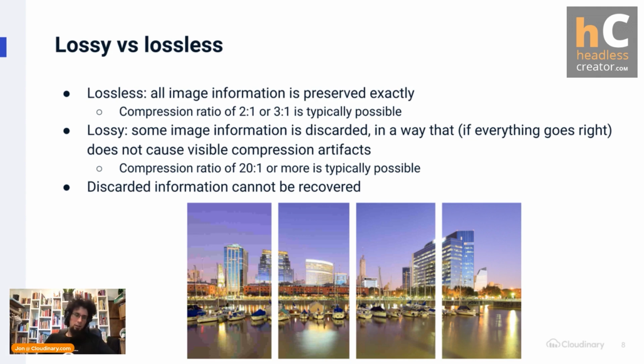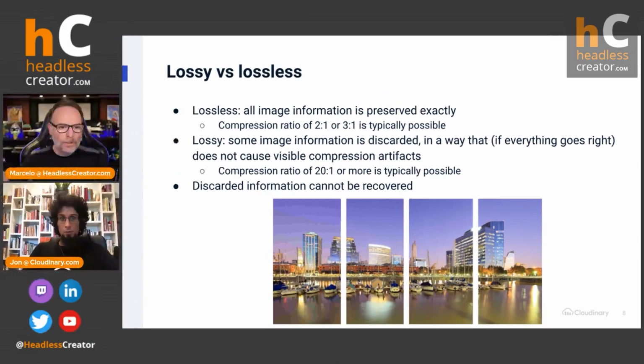And lossy means that you're losing information, but the idea is to do it in a smart way. So if everything goes right, you're only losing information that is invisible anyway. These algorithms apply clever tricks in order to avoid visible compression artifacts, but still reduce the sizes of the files a lot. In lossy compression, you can typically do 20:1 or even more compression. But of course, the information you discarded when doing lossy compression can no longer be recovered. There's no way back. So it's a one-way street.